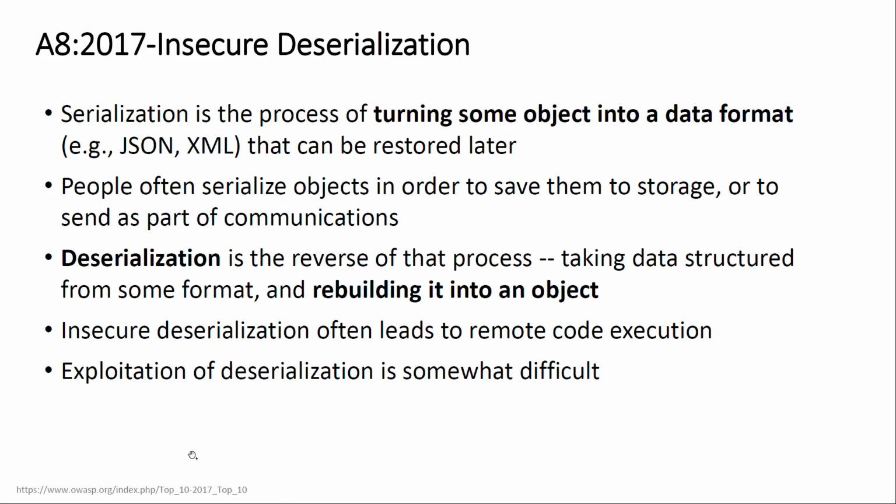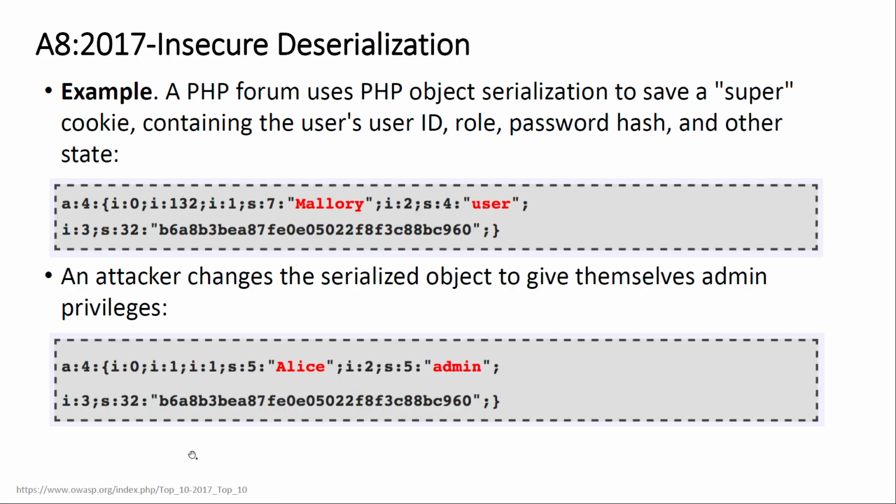Exploitation of deserialization is somewhat difficult. For instance, here is an example. A PHP forum uses PHP object serialization to save a super cookie containing the user's ID, role, password hash, and other state. So in this case, instead of retrieving this data from the database when connecting, this PHP forum saves all of this information in the cookie of the user.